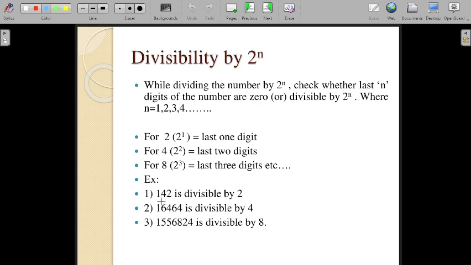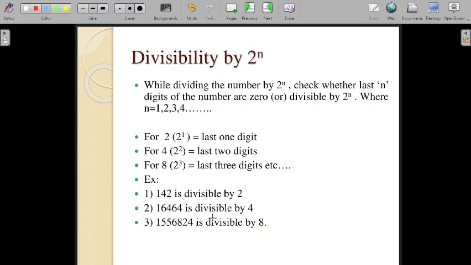For example, here the example is 142. We need to check whether it is divisible by 2 or not. Since 2 means 2 power 1, and 2 power 1 means n equal to 1, only the last one digit should be taken.